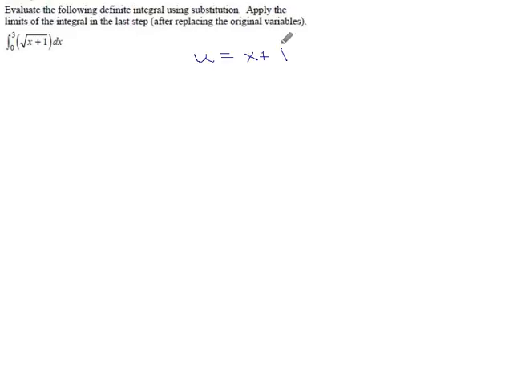I don't want the square root included in the u because then the derivative gets a little complicated. This is a nice substitution because du ends up being the same as dx. So we kind of get rid of this 1 for free when we do it this way.